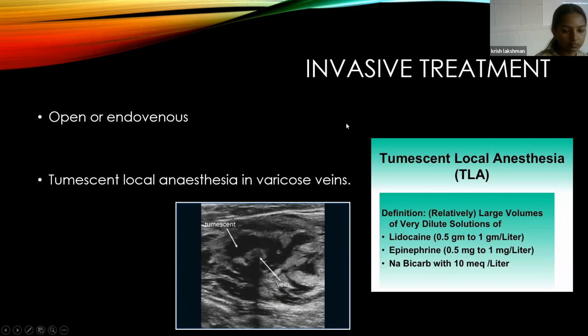The invasive treatments are either open or endovenous. In both cases, what we use is tumescent local anesthesia. It is given around the vein with a USG guided approach. The composition includes lidocaine, epinephrine, and sodium bicarbonate. Around 250 to 500 ml of solution is given around the vein. These are also very dilute solutions.